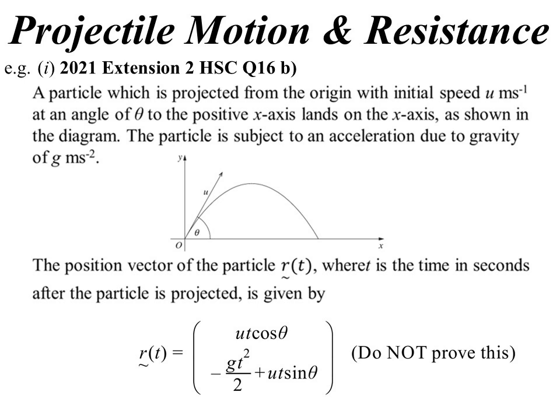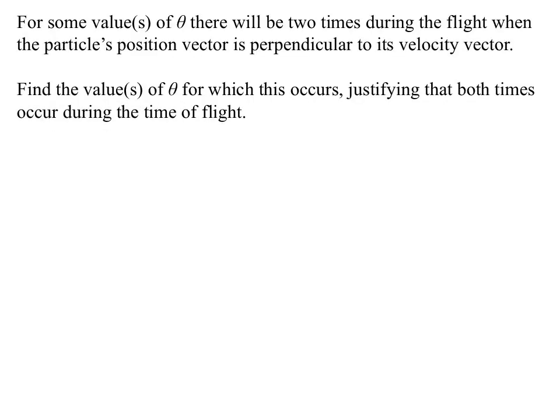We've got the equations we can play with. Now we're told that for some values of theta, there's going to be 2 times when the particle's position vector is perpendicular to its velocity vector. Find those values of theta and also justify that both of those times will occur during the time of flight.